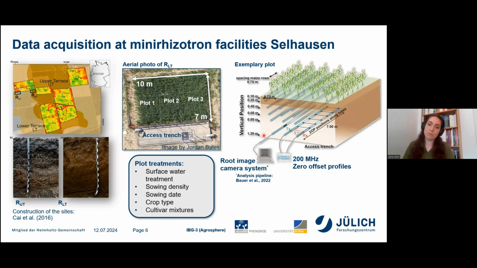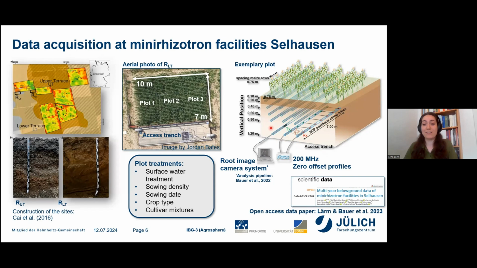So we take 20 root images to either side of the rhizotubes, and we do our zero offset profile measurements using a 200 megahertz system. We measure in a horizontal spacing of 5 centimeters. We additionally have soil sensors installed in the rhizotron facility, and with the root images and the GPR data, that gives us a quite comprehensive data set.